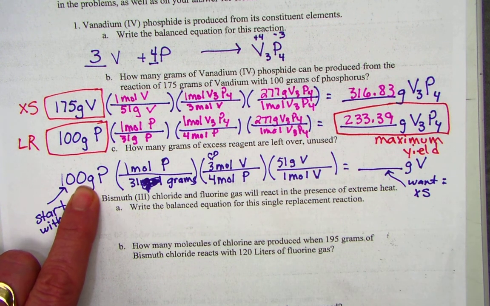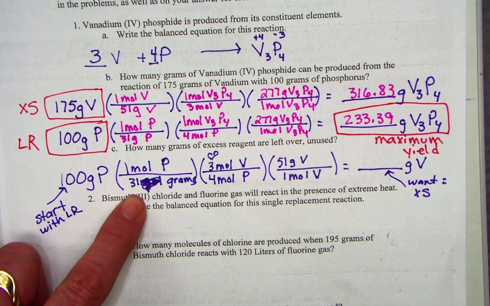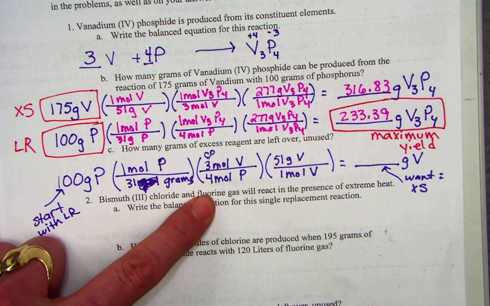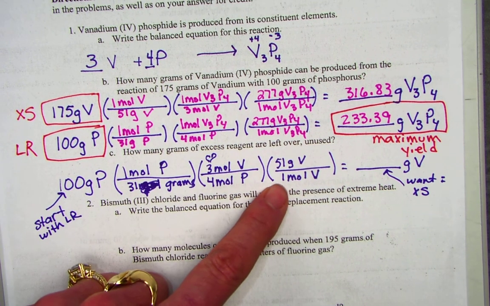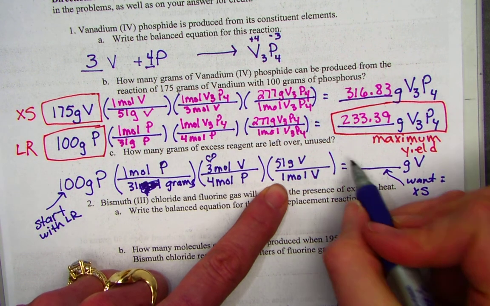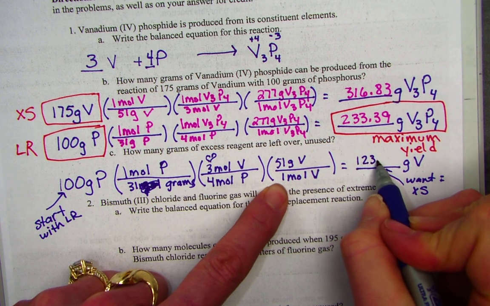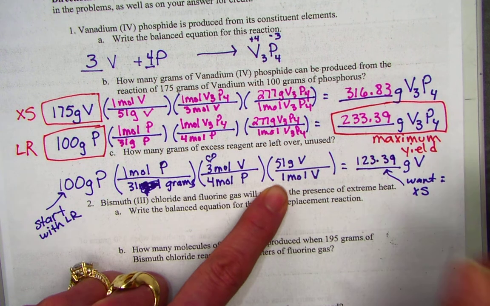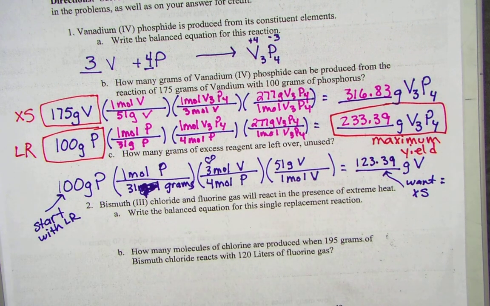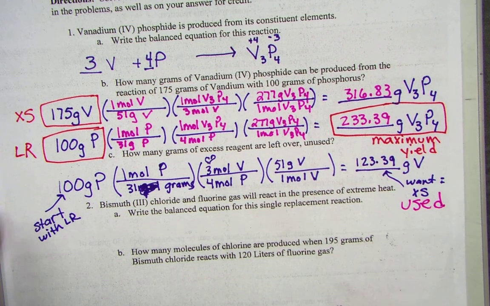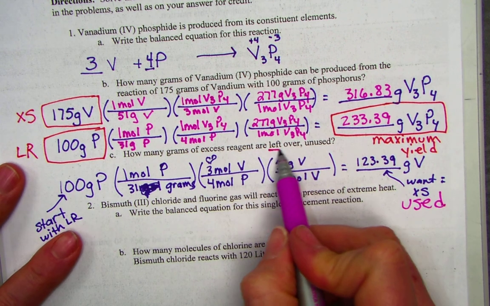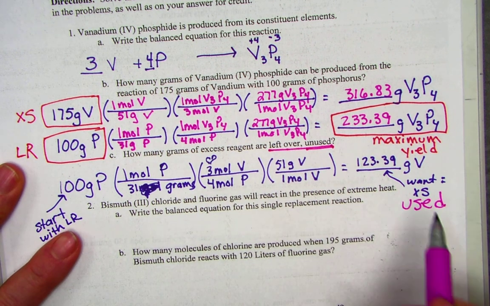I'll type in 100, divide that by 31, times 3 divided by 4, there's our ratio, and multiply by 51. When I hit enter, 123.39 grams of vanadium was used. I'm not done with my problem. It asked me how much was left over unused.